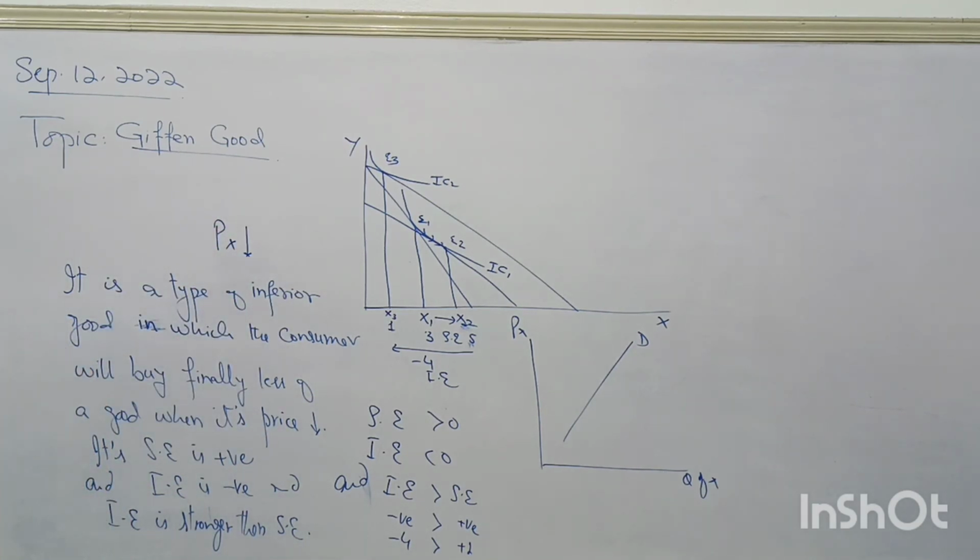Clear? So should I go for the inferior good analysis right now or leave it for tomorrow?